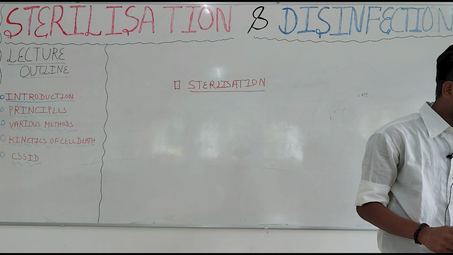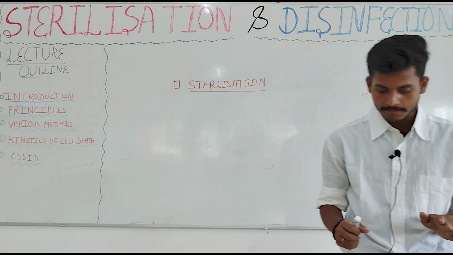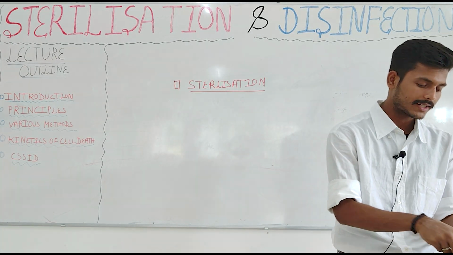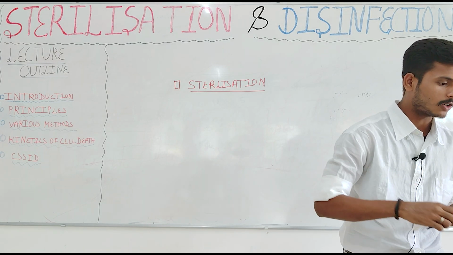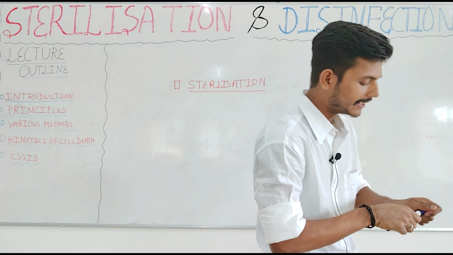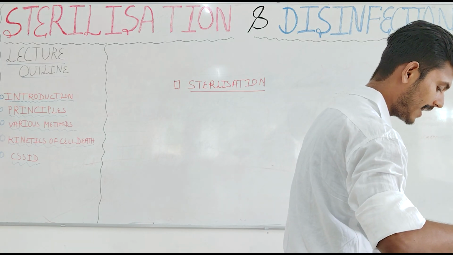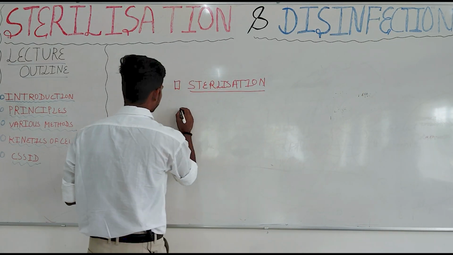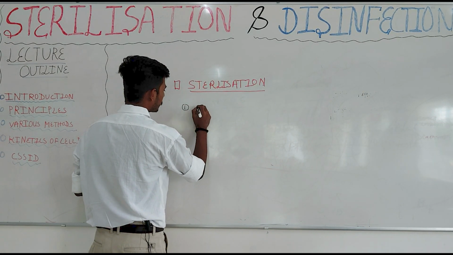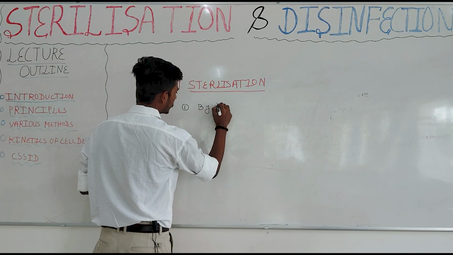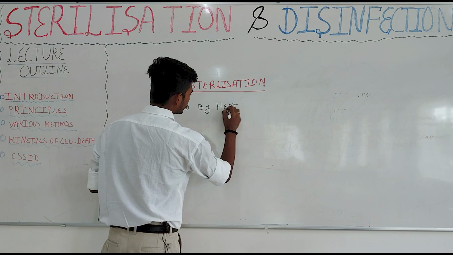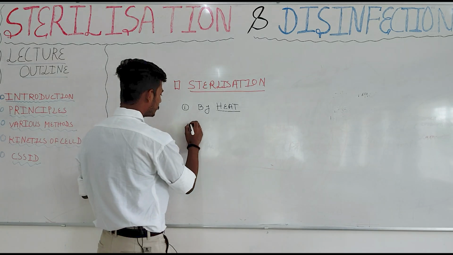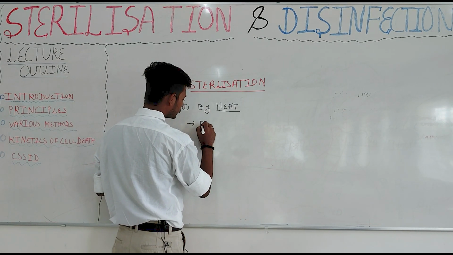Now, there are various methods that come under sterilization. One technique of sterilization is sterilization by heat. Now, in heat, the first method is boiling.